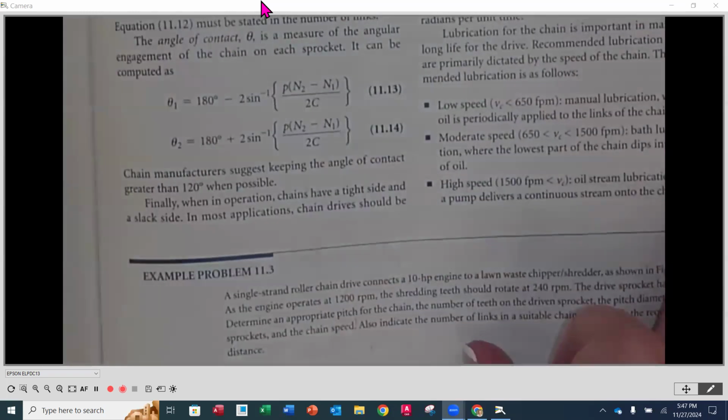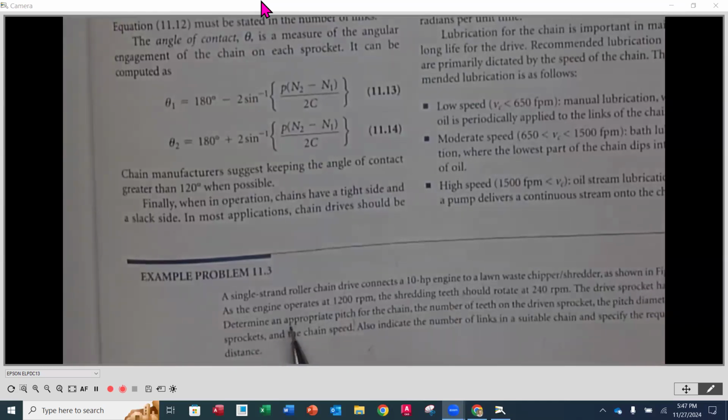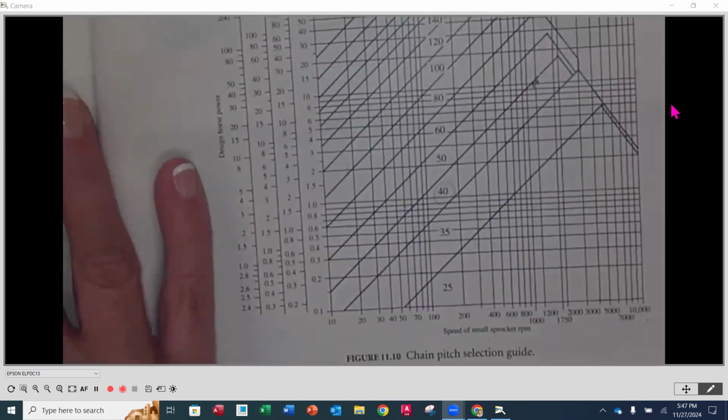chain. Hold on. Do we assume it's one strand unless otherwise specified? Correct. I think this one did say single strand, actually right in the beginning of the problem, but you are correct, yes, you would assume single strand. All the ones that you're doing for this assignment in kinematics are single strand, but in machine elements, you will be experiencing some multiple strands.